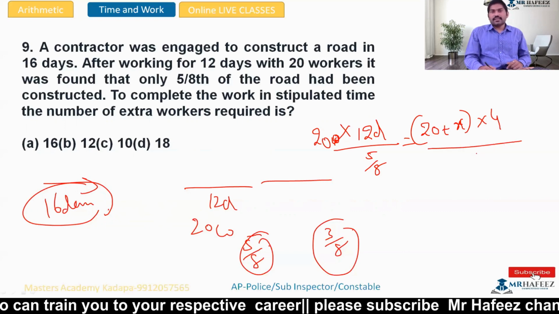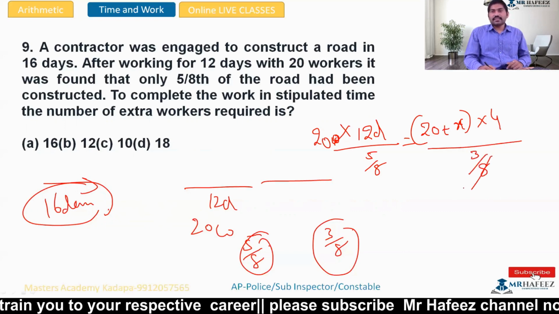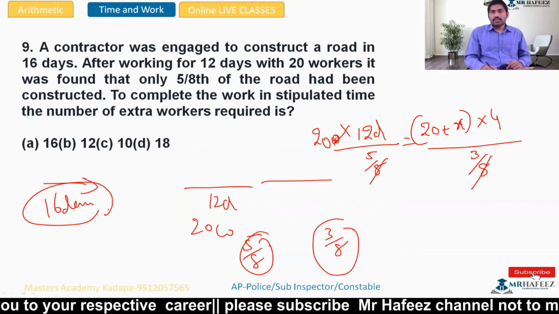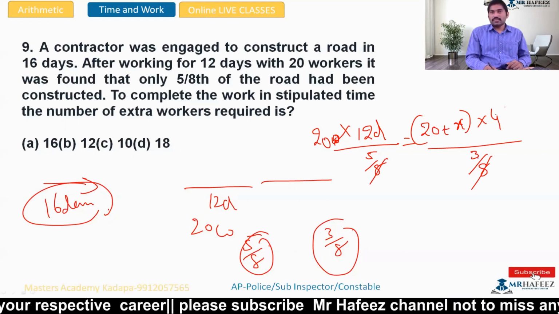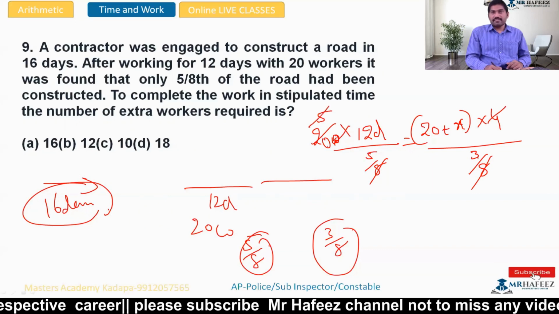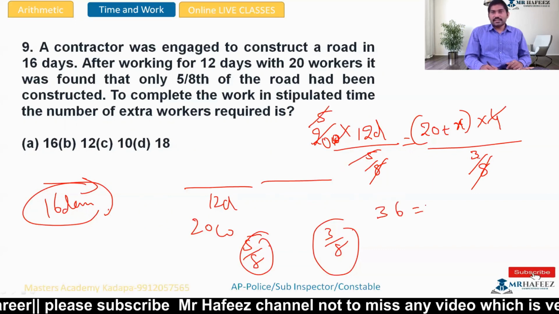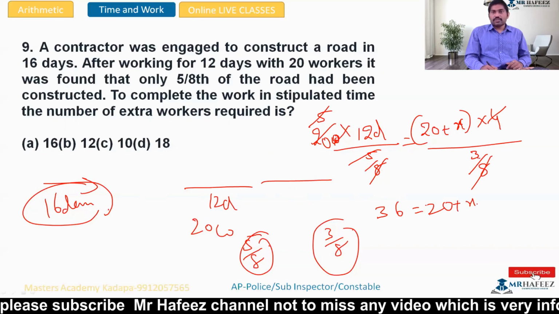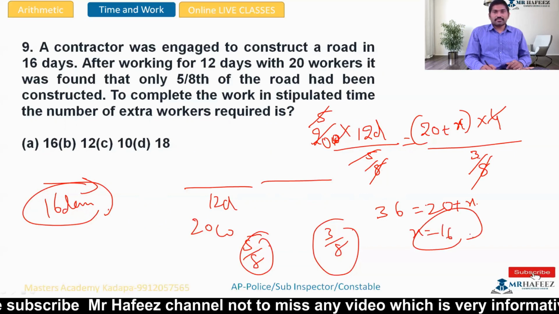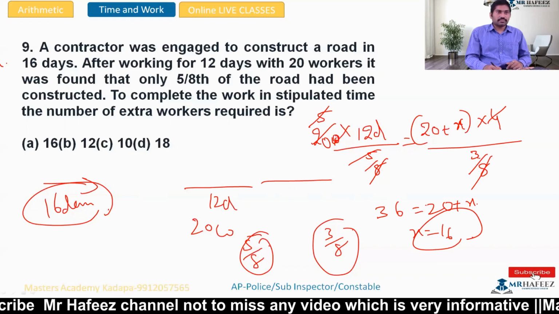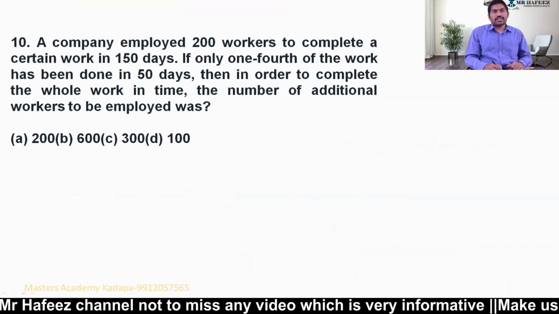And the remaining work is 3 by 8. That 8, this 8 is cancelled. So 3 goes here. So 4 ones, 4 5 times. 5 ones, 5 5 cancel. And 12 3 times, 36 equals 20 plus x. So x equals 16. So the answer is over. Next question.